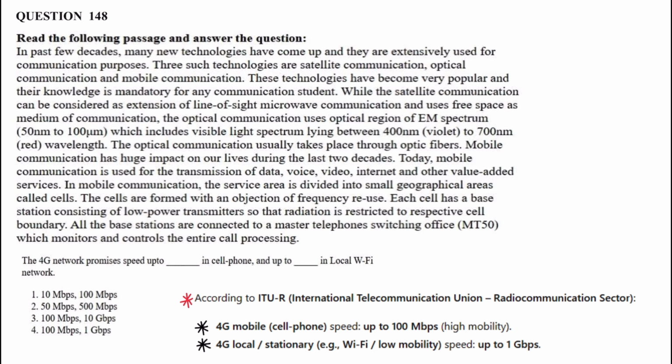Question number 148. A 4G network promises speed up to dash in cell phone and up to dash in local Wi-Fi. For mobile it is 100 Mbps. For local Wi-Fi it is 1 Gbps. According to the International Telecommunication Union Radio Communications, 4G mobile speed is 100 Mbps and for 4G local it is up to 1 Gbps.